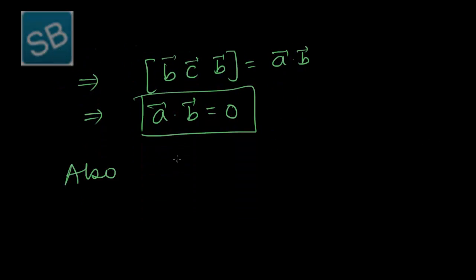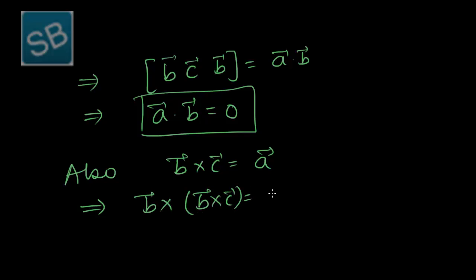Also B cross C is equal to vector A. That is, B cross C is equal to, we will substitute here the value of C, that is A cross B.